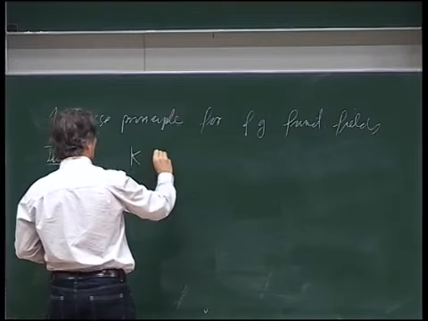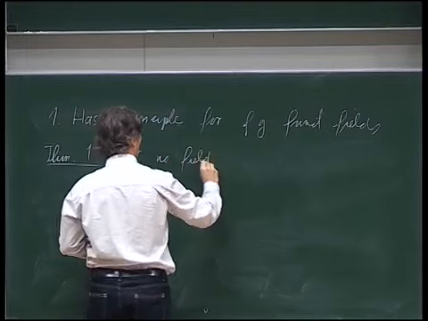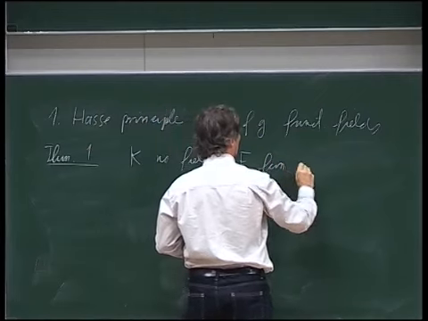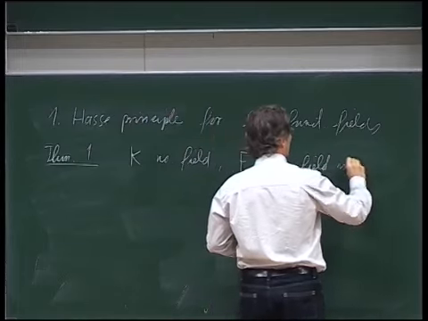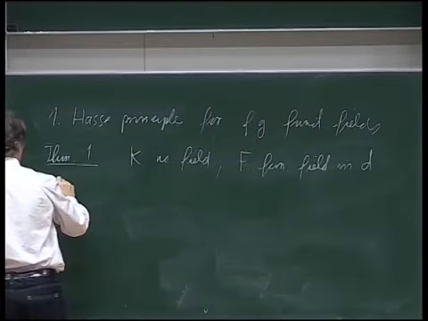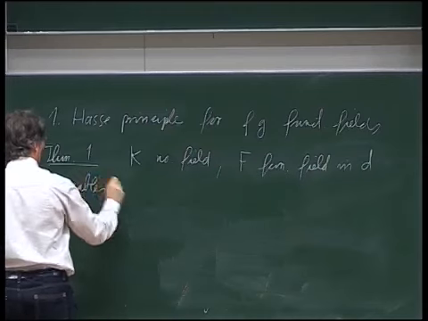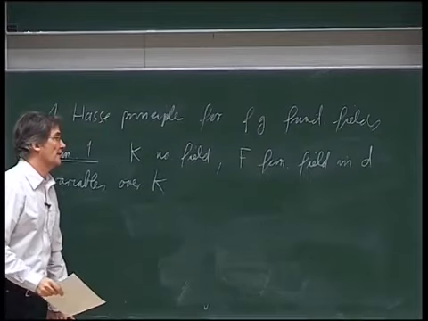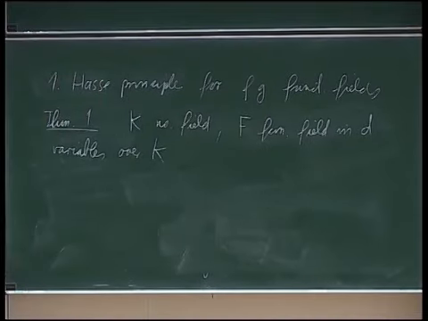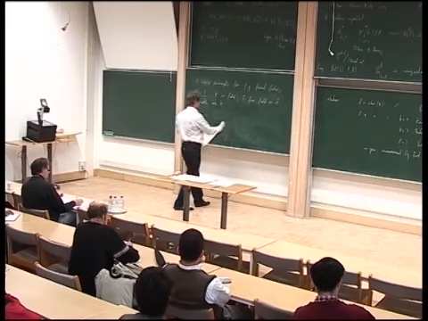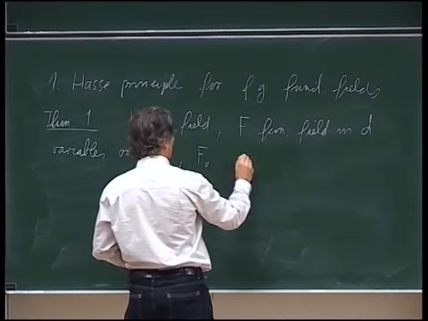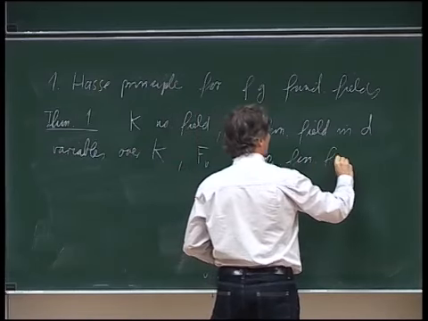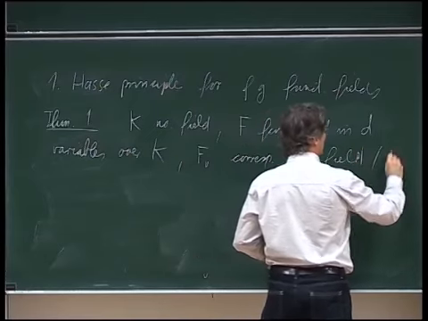So let K be a number field, and let F be a function field in d variables over K. Okay, so just the function field of a, let's say, geometrically irreducible variety over K of dimension d. So let Fv be the corresponding function field over Kv, over the completion.